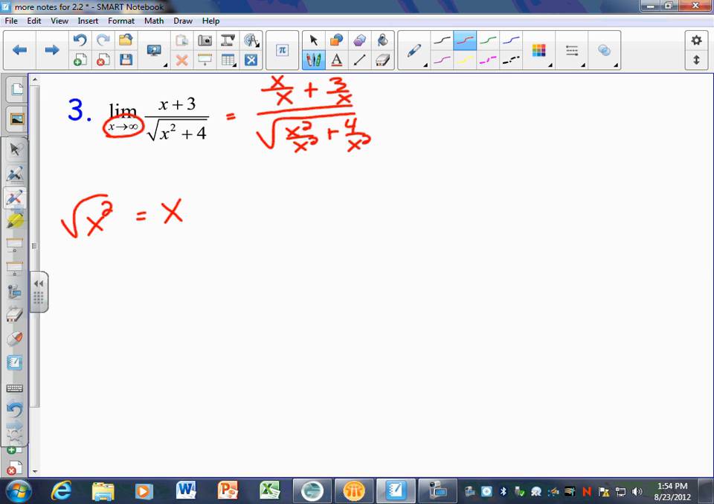It does. So I get 1 plus 3 over x over the square root of 1 plus 4 over x squared. And remember, the reason we do this is because we know the limit of any constant over any power of x going to infinity is always going to go to 0. So I know that this is going to go to 0, and this is going to go to 0. And this one works out so nice, it's just 1.